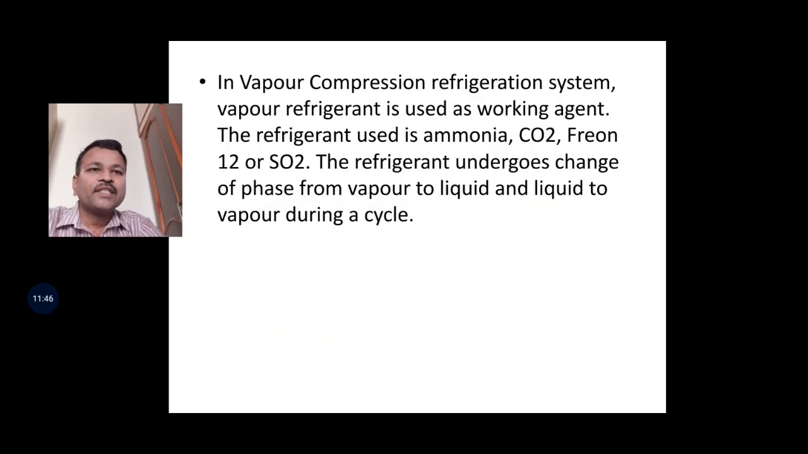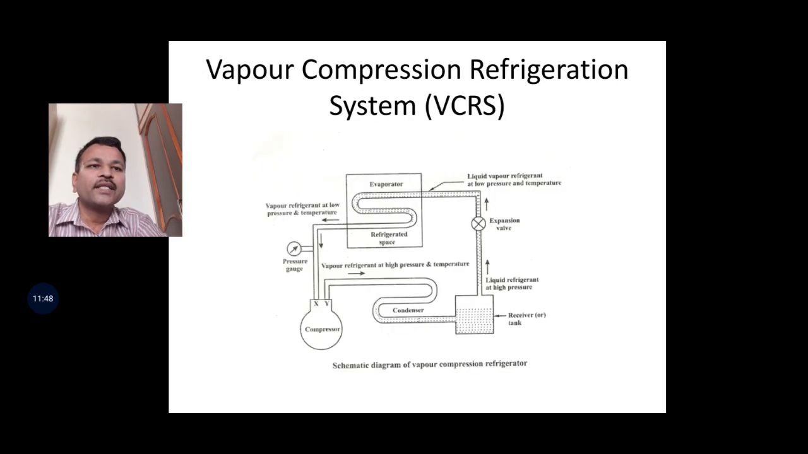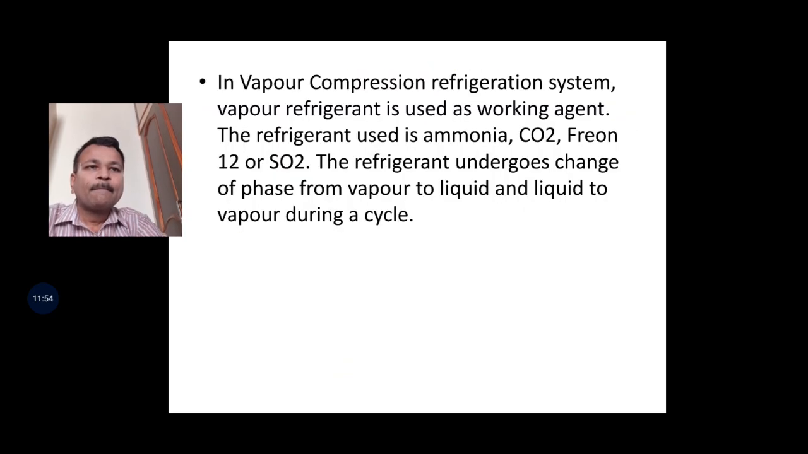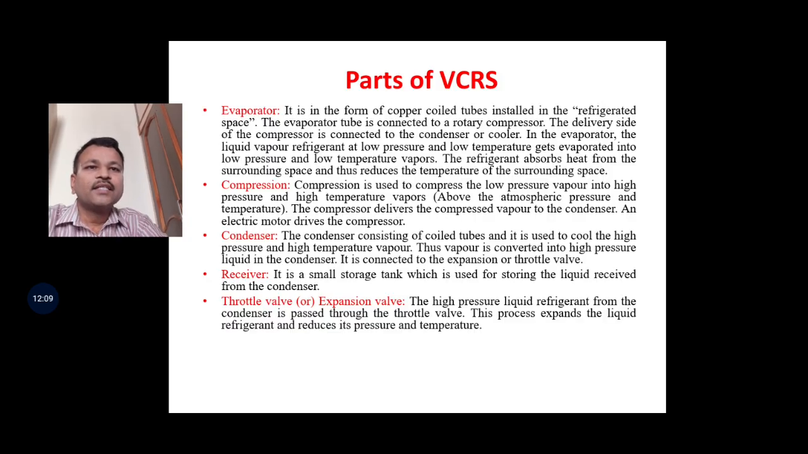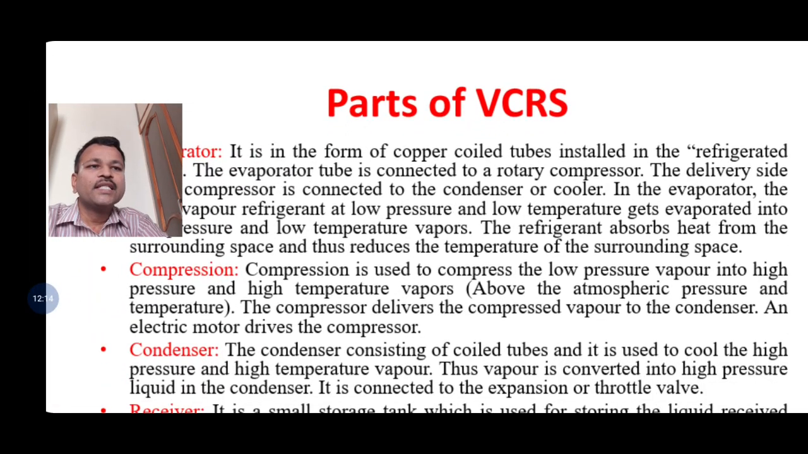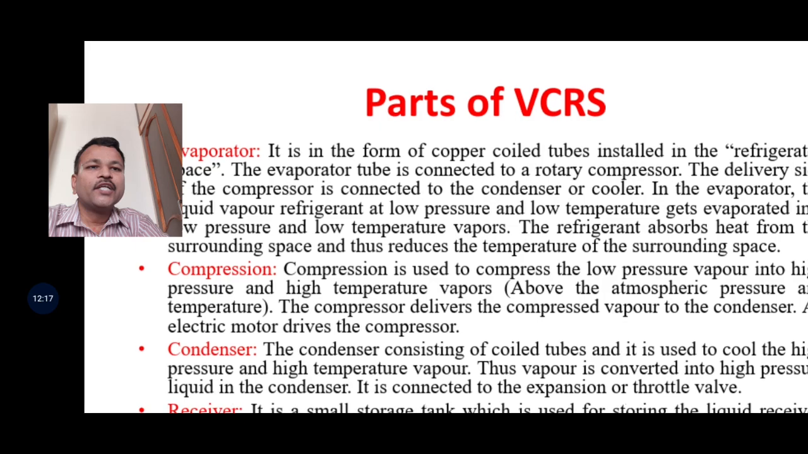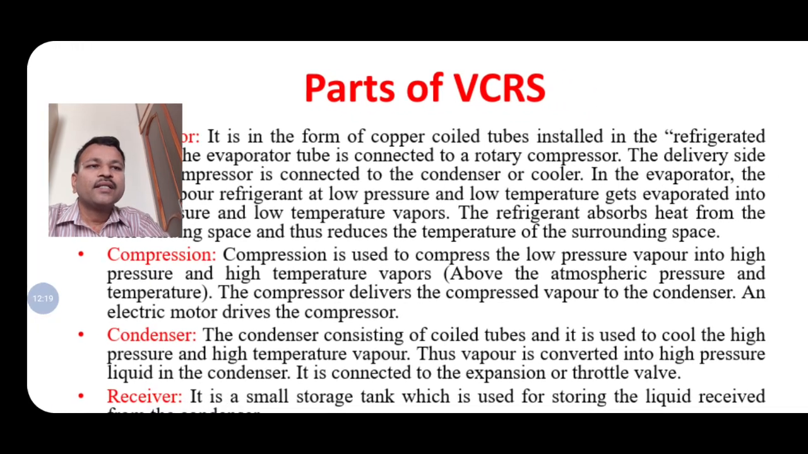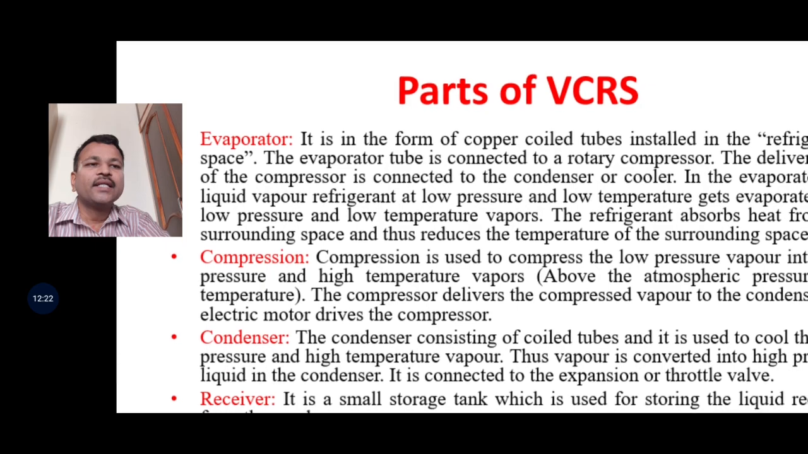In a vapor compression refrigeration system, vapor refrigerant is used as a working agent. The refrigerant used is ammonia, carbon dioxide, freon-12 or sulfur dioxide. The refrigerant undergoes a change of phase from vapor state to liquid state and liquid state to vapor state during the cycle. So the parts of VCR, as I told you: the evaporator, which is in the form of copper coil tubes installed in the refrigerated space. The evaporator tube is connected to a rotary compressor. The delivery side of the compressor is connected to a condenser or a cooler.